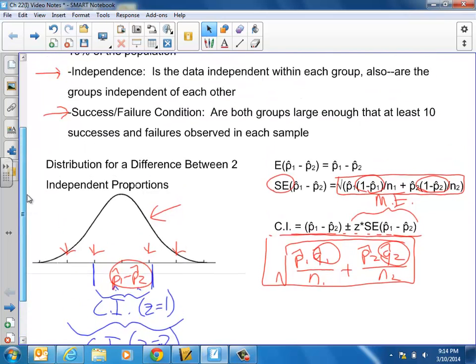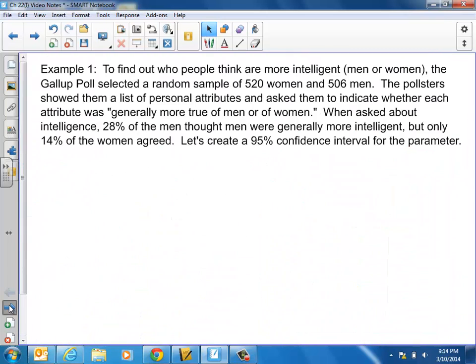All right, so there's sort of the theory. Let's jump into a problem in context and see if we can make sense of this. I'll show you how this works. It's not too far removed from what we've done in the past. All right, so example 1.